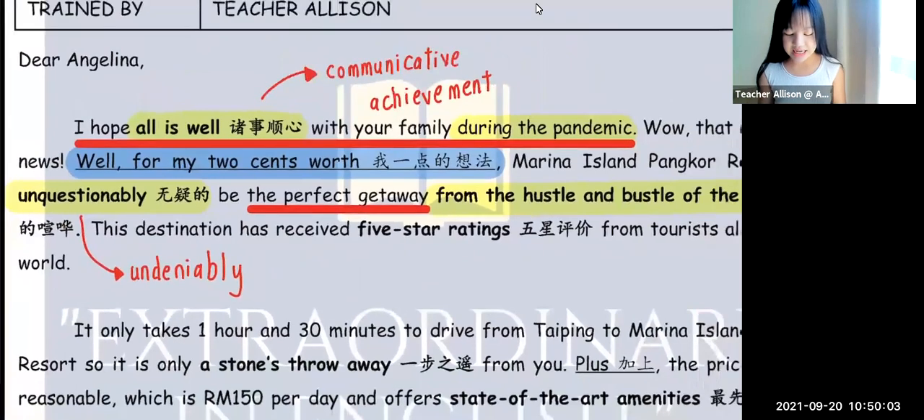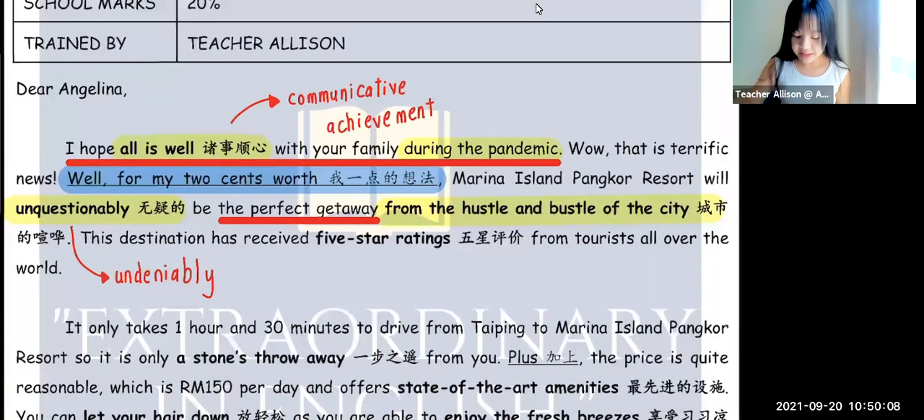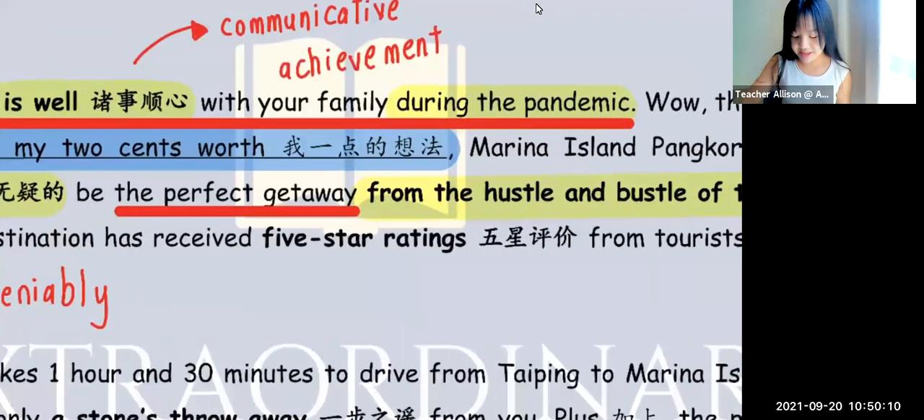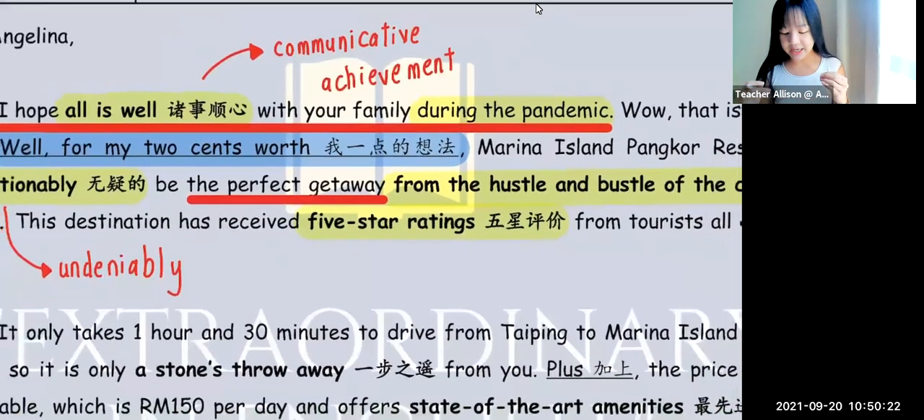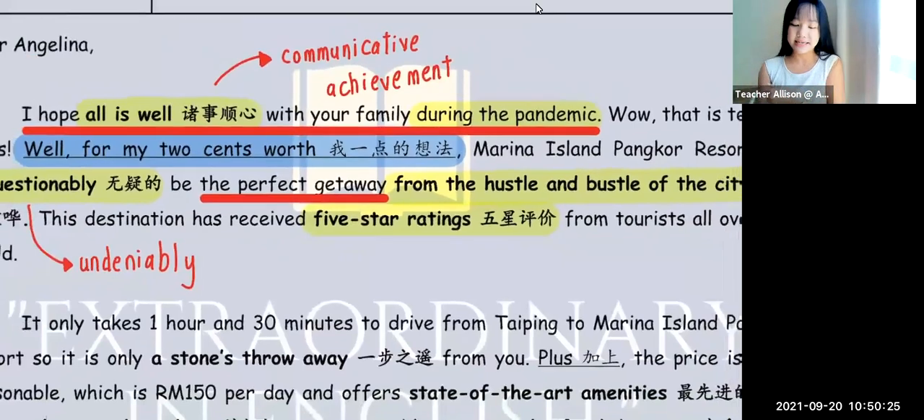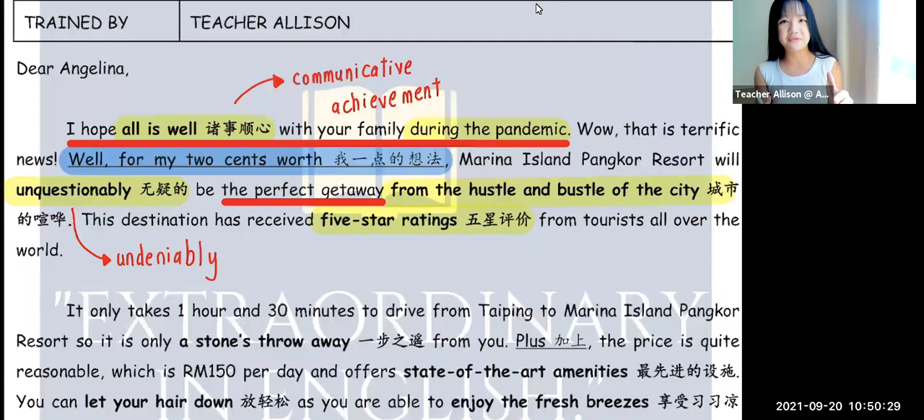This destination has received 5-star ratings from tourists all over the world. Well, he's being very specific here. So the reason why I recommend you this thing, I recommend you this app, I recommend you this food, because it has a 5-star rating, which is something an extra elaboration to write about. From who? Okay, sometimes when you're writing your essay, it is important to be very specific and not just write the tip of the iceberg.